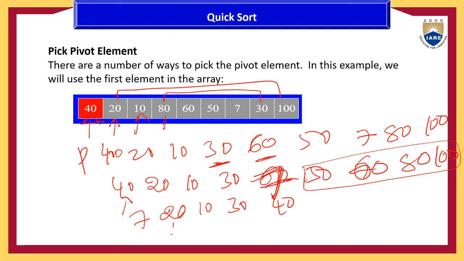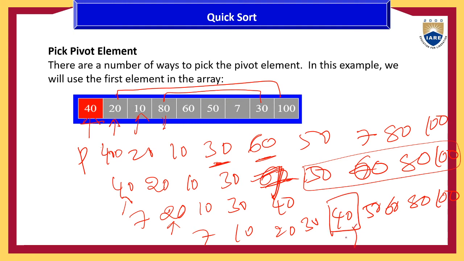Now compare the next two elements, 20. 20 less than 10? No. Interchange these two values. 7, 10, 20, 30, 40, 50, 60, 80, 100. Now 40 is the pivot element and the middle element. The elements to the left are less than 40 and in ascending order. Similarly, the elements to the right are in increasing order and more than 40. Now all these elements are in sorted order.